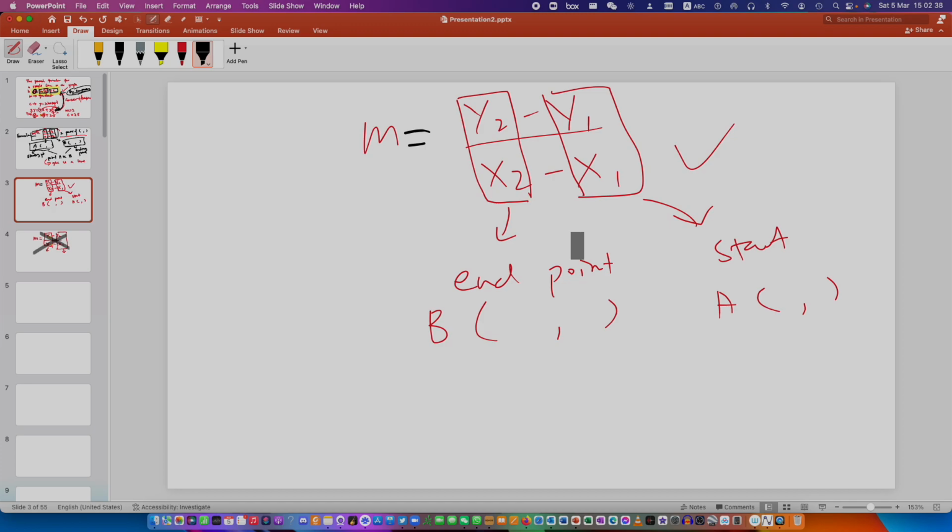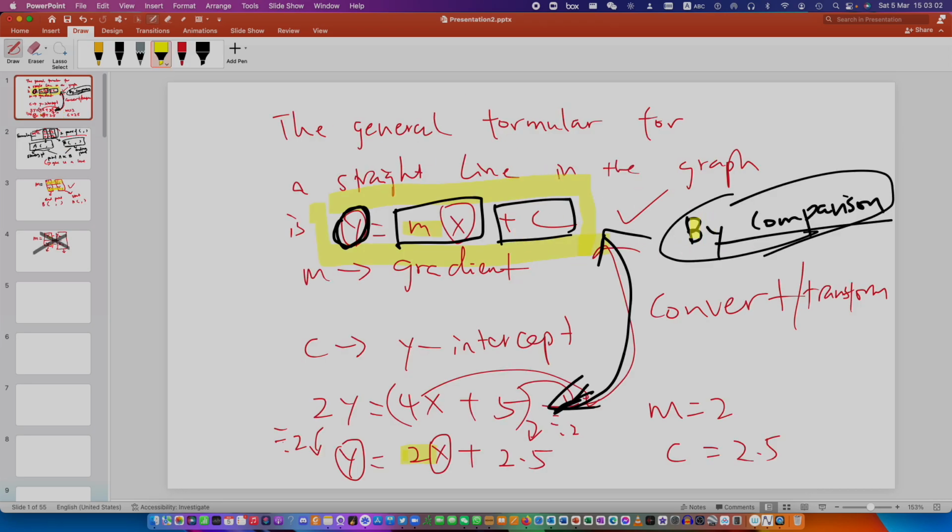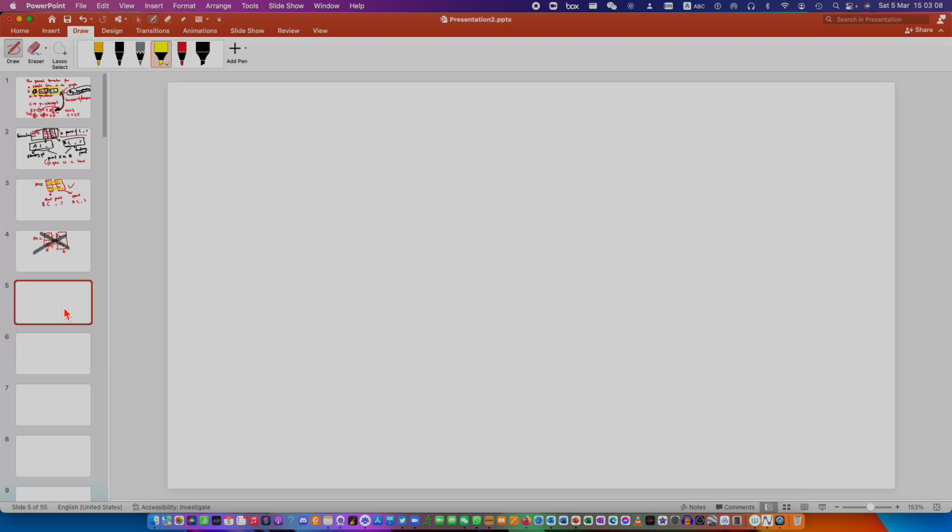But of course, you need to memorize. What you need to memorize is the y is above, the x is below. You don't bring the x up, not the x first. So next, you already know by comparison you can find the m. The formula you can find the m. So now, by comparison you can find the c, right? So what is another method to find c?